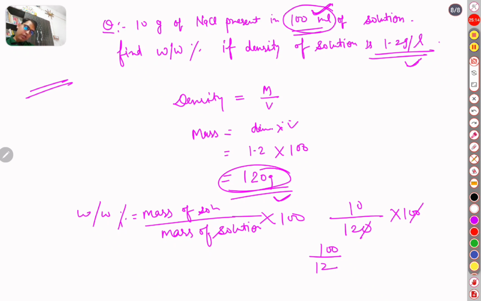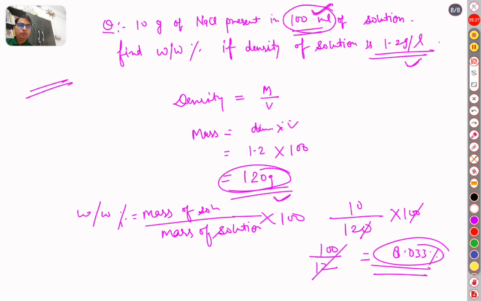If you solve this, then you will get 8.033% approx. I hope you understand properly. Now next topic. Now the next topic is mass by volume percentage.